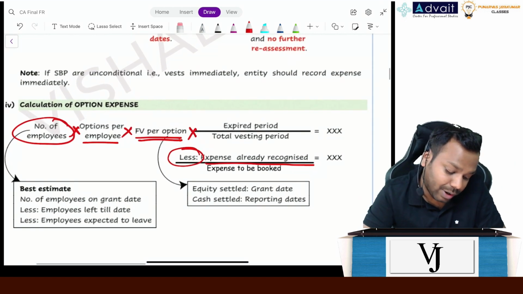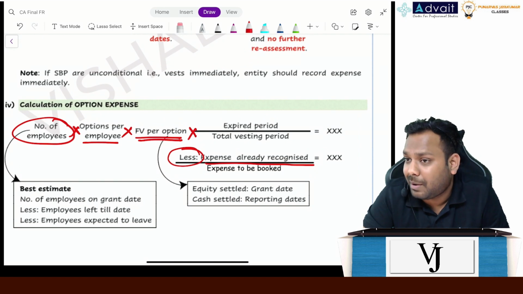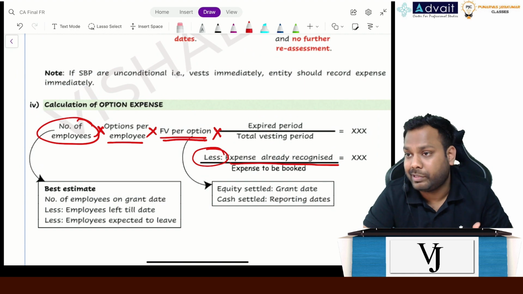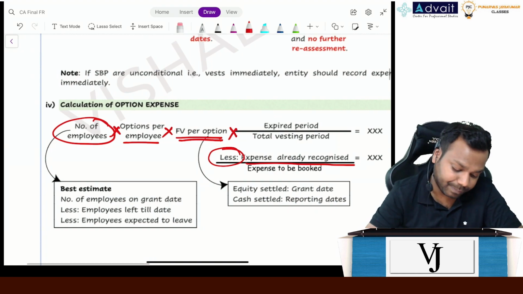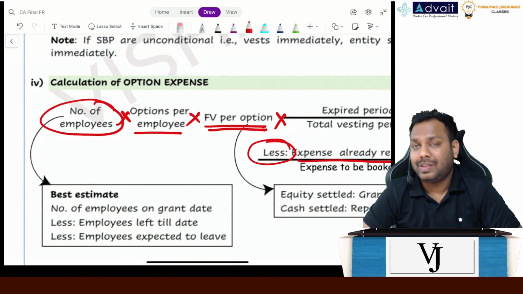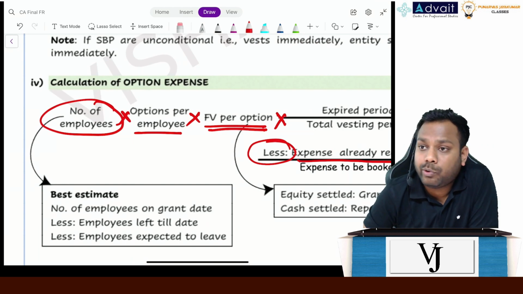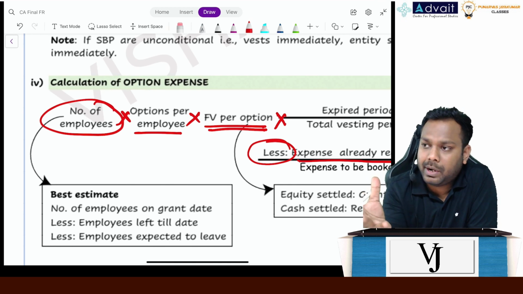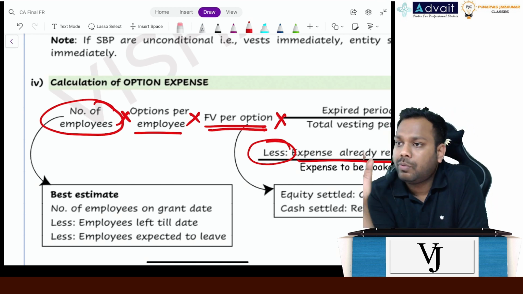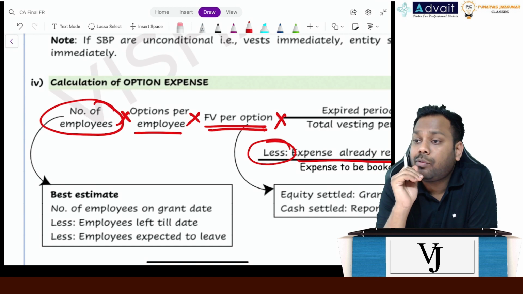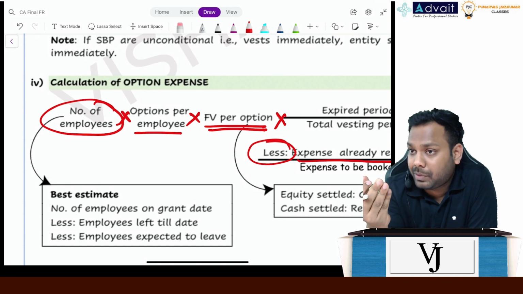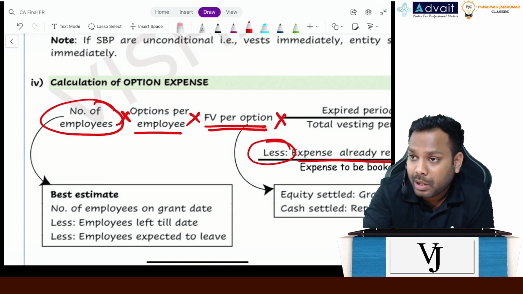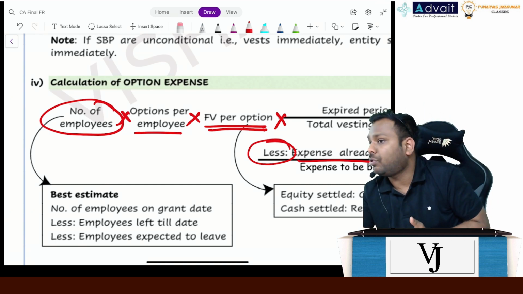This formula for calculating the option expense in each year might seem very easy, but there are a lot of estimates or judgments involved. Understand, number of employees. When I granted the ESOPs to my employees, it might be the case that there were 2000 employees, but during this 3-year period, few employees left, few employees joined, right? So I have to again take the best estimates, of the employees to whom these ESOPs were granted, how many of them will actually exercise on that date.